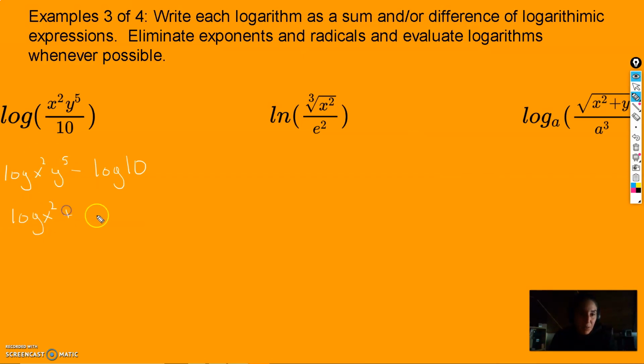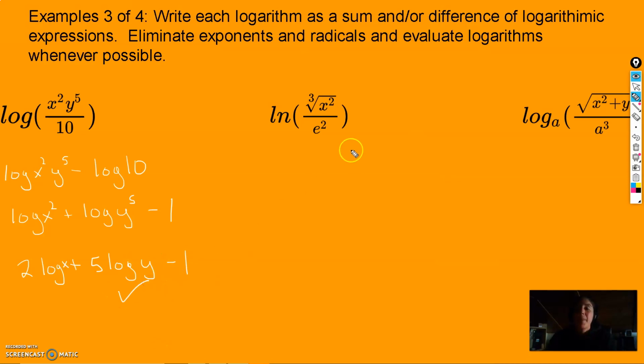Products split into sums. Log of y to the fifth minus, what is log of 10? Remember, when we don't see a base, it's log base 10. So 10 to what power equals 10? Oh, 10 to the first power equals 10. So log of 10 is 1. Invoke the power rule. So 2 comes down in front, plus power rule, so 5 comes down in front. 5 log of y, log of x, minus 1.